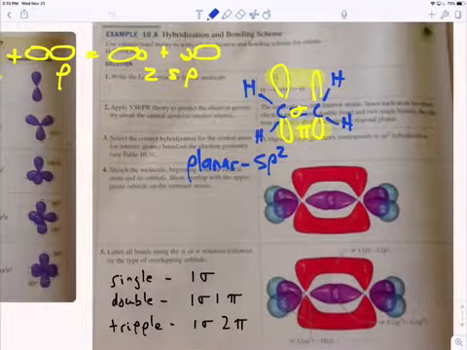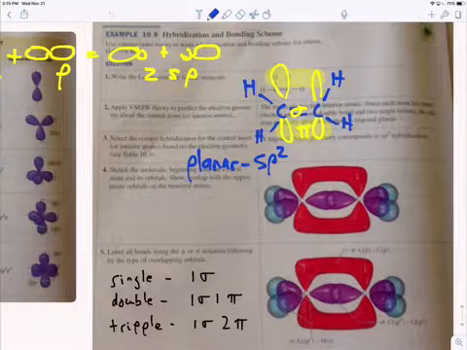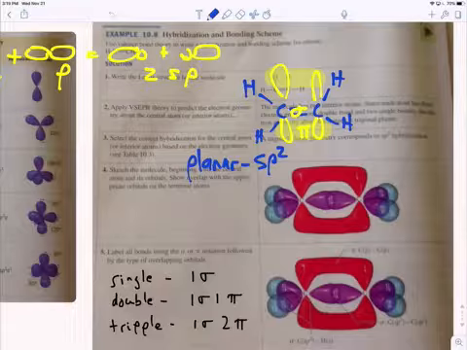And let's talk about the bonding scheme in ethylene. Or it says ethene, but ethylene is the common name, like dihydrogen monoxide versus water. Water is the common name, so ethylene is the common name for this.